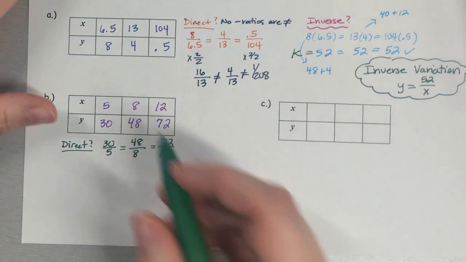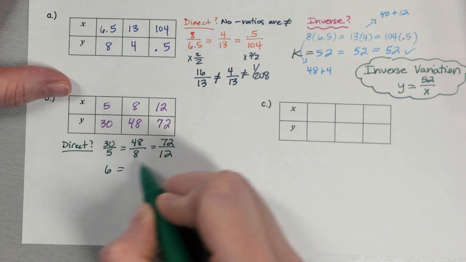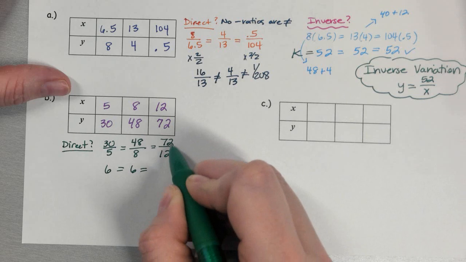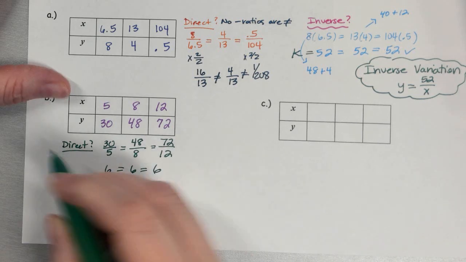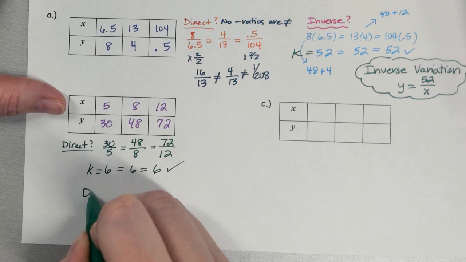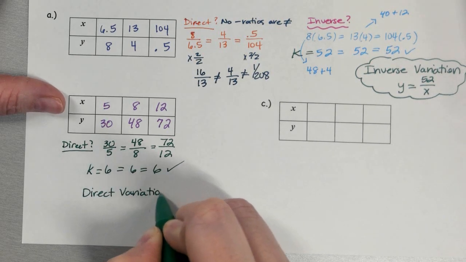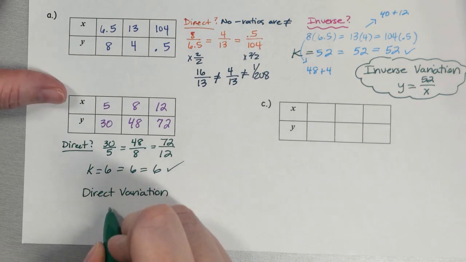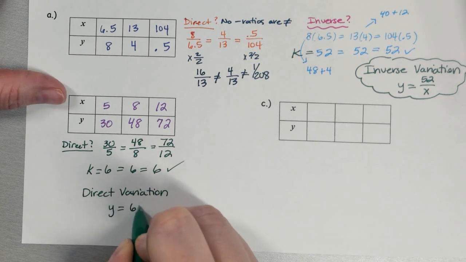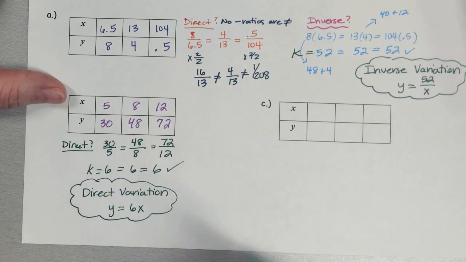Yep. So 30. What's 30 divided by 5? 6. 48 divided by 8. 6. 72 divided by 12. 6. Okay, so this is our k value. So this is direct variation. All right, and then our equation is y equals 6x. Okay, great.